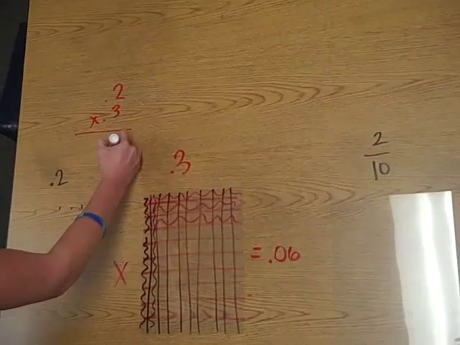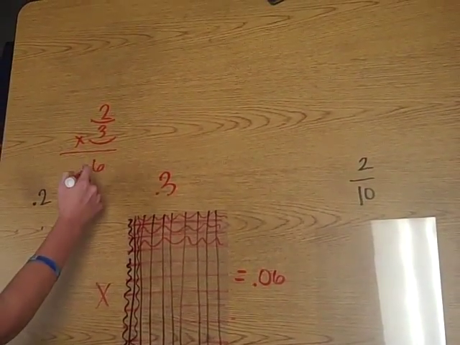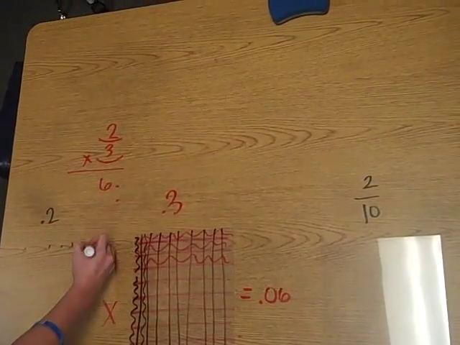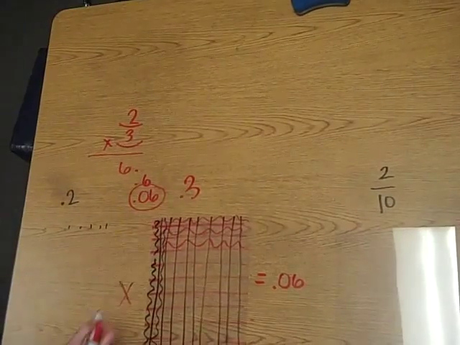If I did the standard algorithm, I've got 2/10 times 3/10. 2 times 3 is 6. I've got to account for place value. This is 10 times smaller. This is 10 times smaller. I've got to make my 6 10 times smaller, 100 times smaller, and it becomes 6/100.